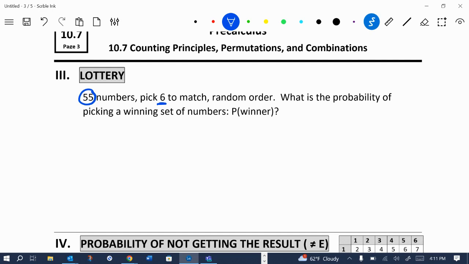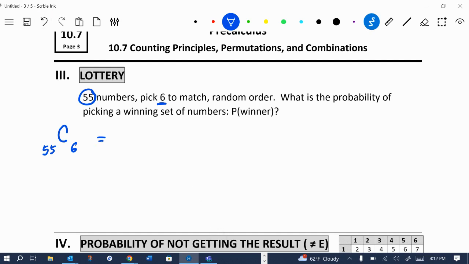So there's a couple of ways to do this. The biggest way is what's called a combination, because the order doesn't matter which of the 6 you pick. Whether you pick the number 1 first or 6th, it's still one of that grouping. We use a combination of 55 things taken 6 at a time. This can be entered into a graphing calculator, and it can also be done by hand. So I'm going to do this one.